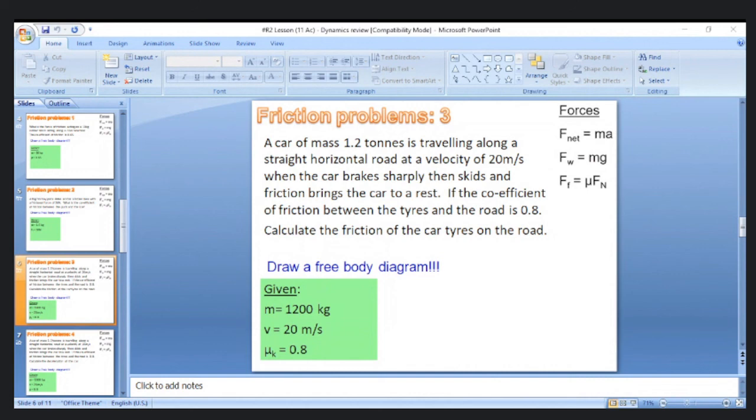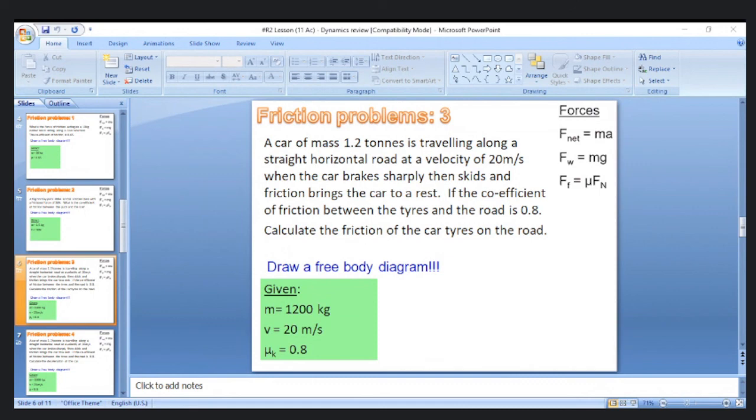Right, so this is the next question. A car of mass 1.2 tons is traveling along a straight horizontal road at a velocity of 20 meters per second when the car brakes sharply and then skids and friction brings the car to a rest. If the coefficient between the tires and the road is 0.8, calculate the friction of the car tires on the road. Okay, so there's a bit more in this one.